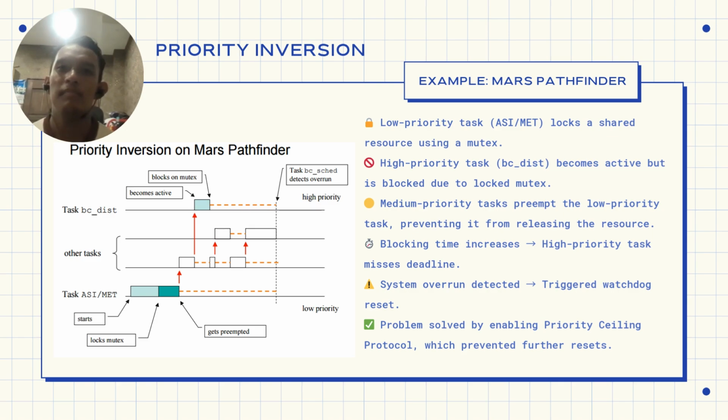This situation was fixed when the engineers activated the priority ceiling protocol, which prevents the medium priority task from interfering when a lower priority task is blocking a higher priority one. After this, the system worked as expected.